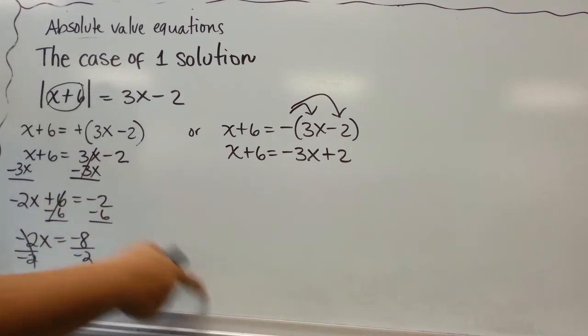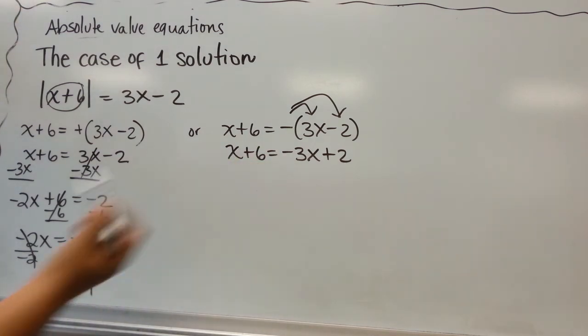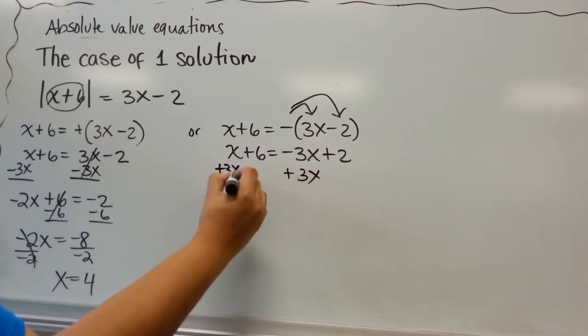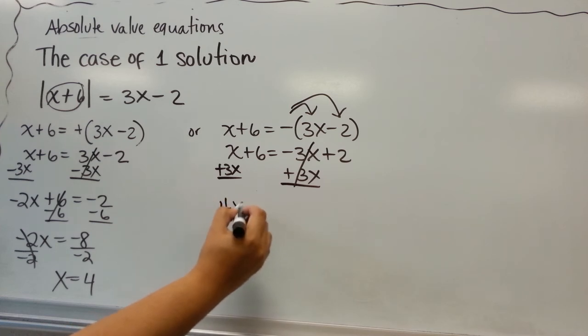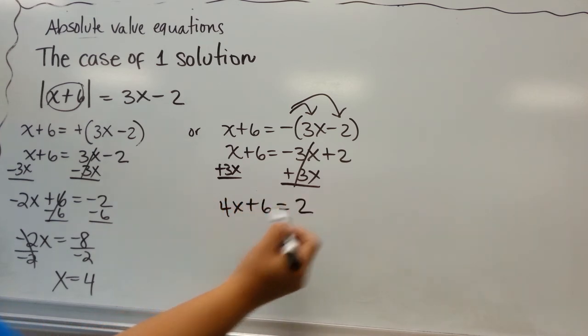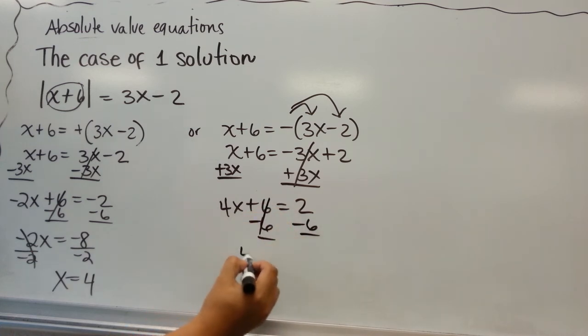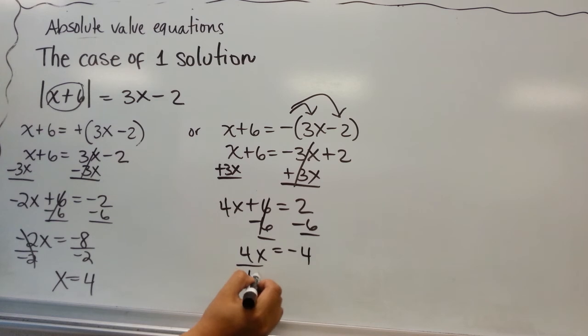And I'm going to go ahead and get this solution so that I can erase and we can work on plugging it back in and seeing what we get, okay? So with this one, I'm going to bring over this one to this side. So now I have 4x plus 6 equals 2. I'm going to subtract the 6. I have 4x equals negative 4. I'm going to divide both sides by 4, and I get that x is equal to negative 1.